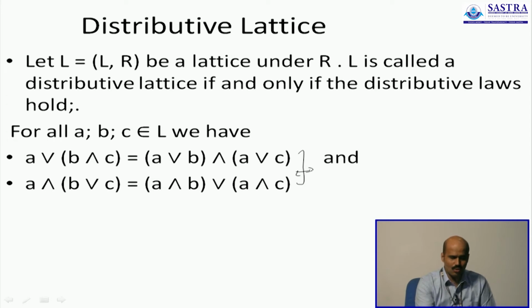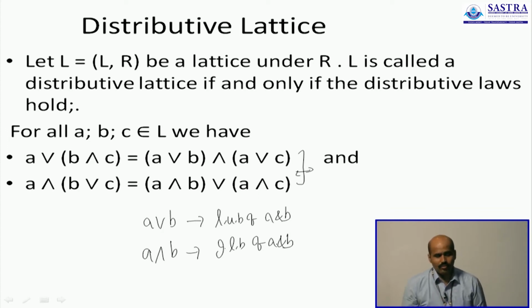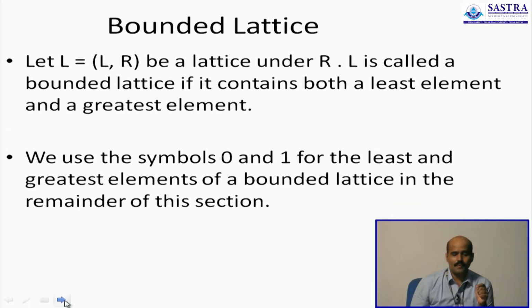Now you know these notations. When I say A join B, I am talking about the LUB of A and B, and when I say A meet B, I am talking about the GLB. Now if you find that this equation is preserved for any three elements A, B and C of the lattice, you will call the lattice a distributive lattice.